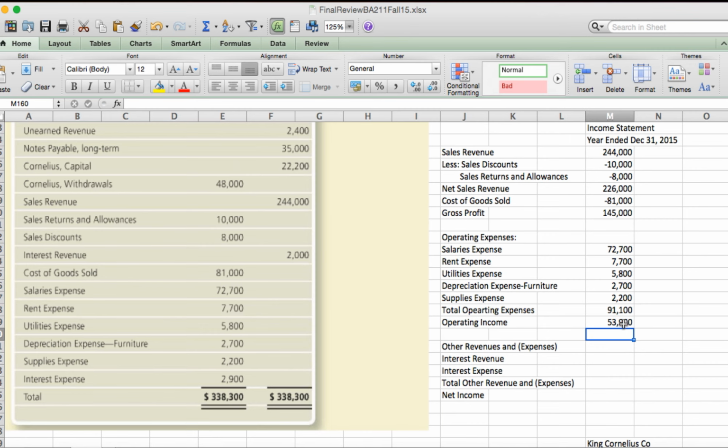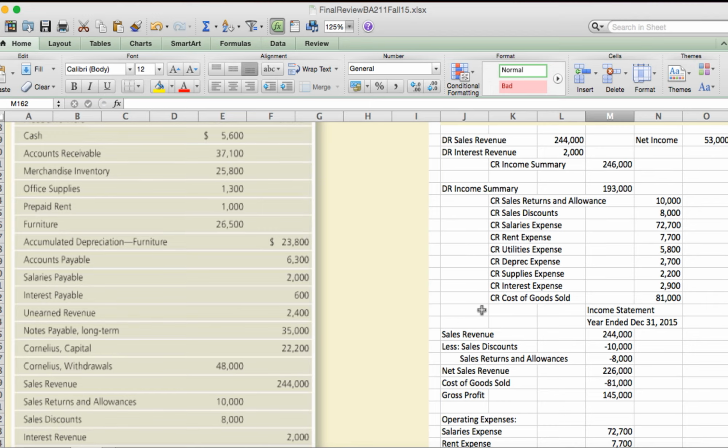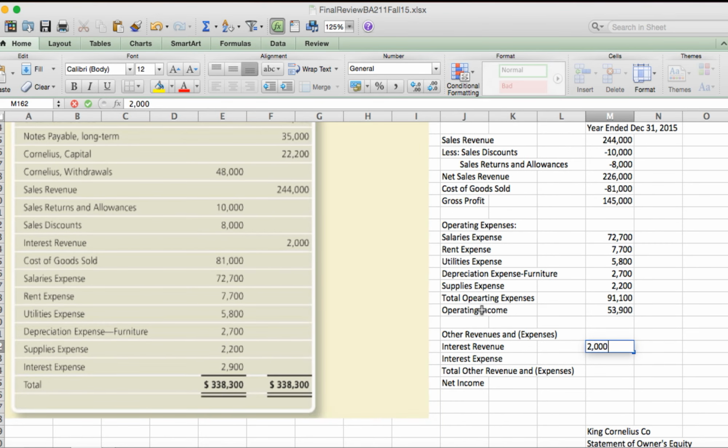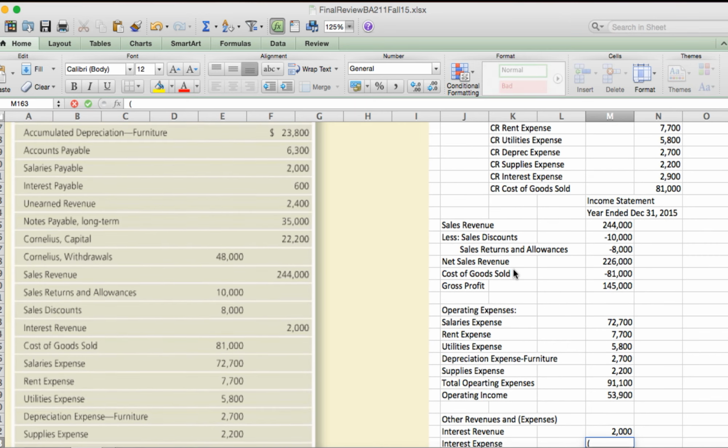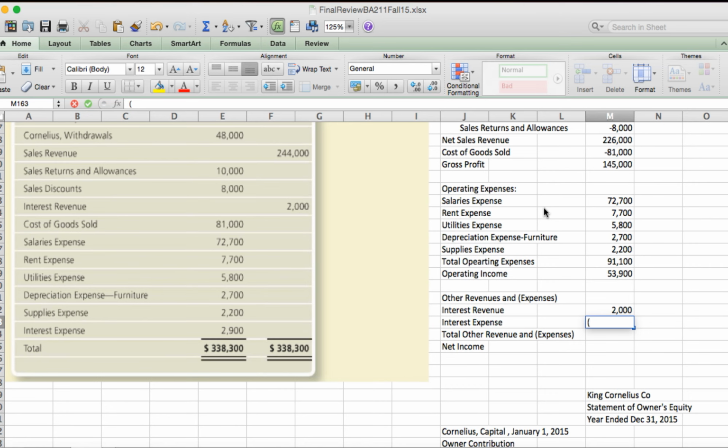So from operating income, we now are going to add and subtract other revenues and expenses. And these are basically items that are not considered part of our day-to-day business operations. Okay? So we're going to add in interest revenue, which was $2,000. We're going to subtract interest expense, which was $2,900. So our net effect there, the total other revenue and expenses, is negative $900.